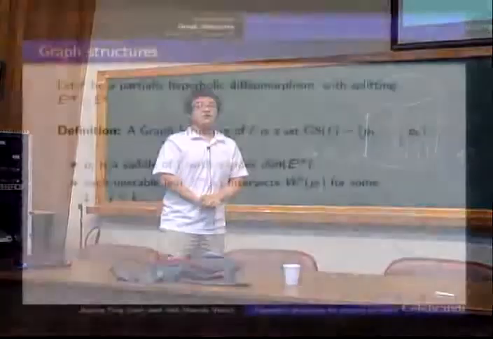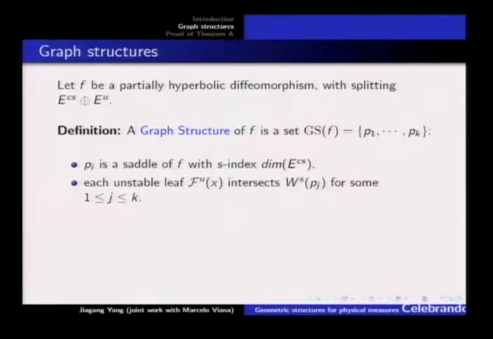So now I will give a graph structure. So what is a graph structure? A graph structure has no relation with measure theory. It's just topological information. It's from differentiable dynamical systems. So a graph structure is finitely many periodic points, which have a proper index. The index is equal to the dimension of the center stable direction. But we need a topological information: any unstable leaf intersects the stable manifold of the periodic points.